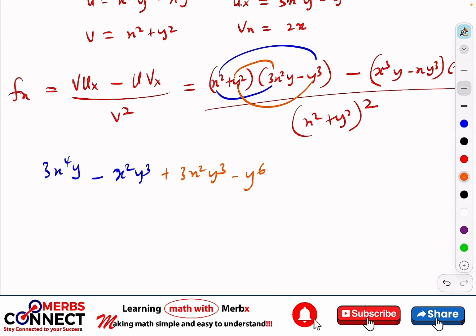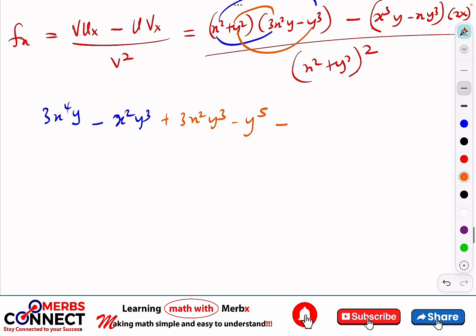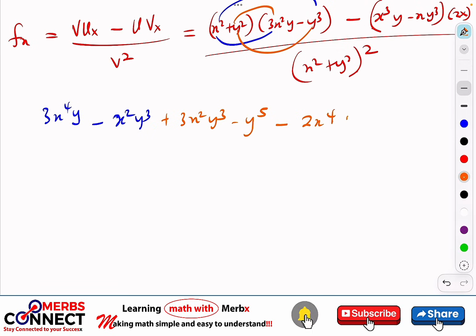When we are multiplying, we add, so it should be 5. Minus, multiply this one by 2x, so 2x times this is going to give us minus 2x to the power 4. Now don't forget, minus here, so it's going to be plus 2x squared. Oh, there should be y here. 2x squared y cubed.